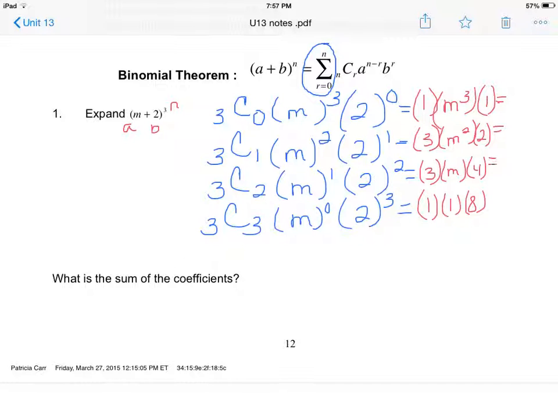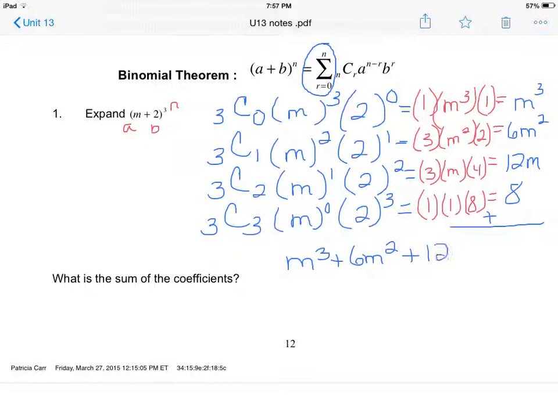So it's like a 3-step process here. So 1 times m cubed times 1 is m cubed. That was easy. 3 times m squared times 2 is 6m squared. Okay, that wasn't too bad either. 3 times m times 4 is 12m. 1 times 8 is 8. Okay, now the last part is to sum it. So we actually have to sum it. There are no like terms, so we're going to actually write it as m cubed plus, because they're all positive, 6m squared plus 12m plus 8. So there is my answer to m plus 2 cubed.